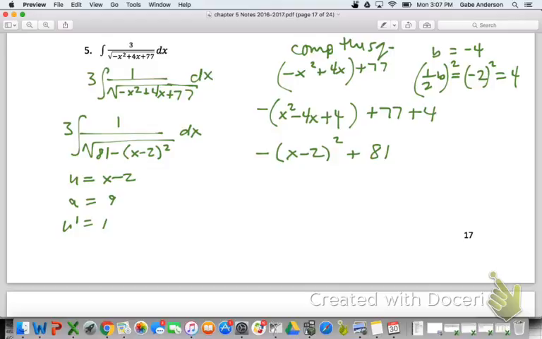1. Now earlier you guys proposed that if this was going to be arcsine or arctangent, it would have to be arcsine. So the top needs to be u prime. Is it? Yes. It is. So we don't have to make any adjustments. Timmy didn't mess up. You didn't mess up. We finish it up by writing 3 arcsine of x minus 2 over 9 plus c.